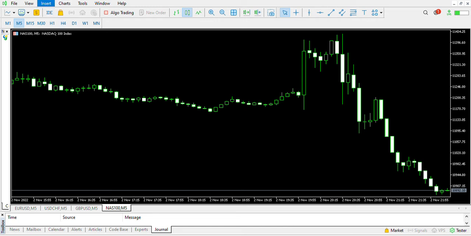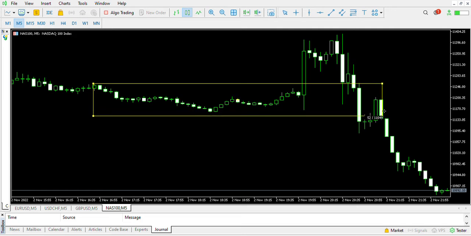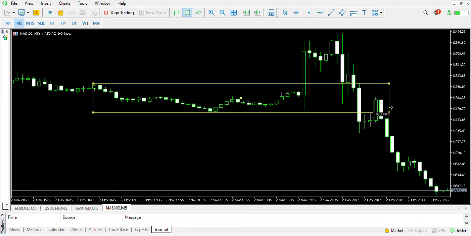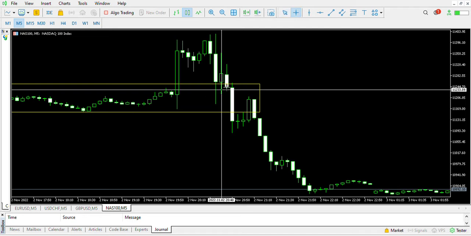What we're going to do first is draw out the zone, and then we're going to wait for price to come back to that zone. I draw my zone from the top here to this bottom here, and that's the zone where price was being contained or consolidating before it broke out. That's the zone I'm interested in. When price comes back to that zone for the first time, that's what we're looking to scalp. So let's have a look what happens.